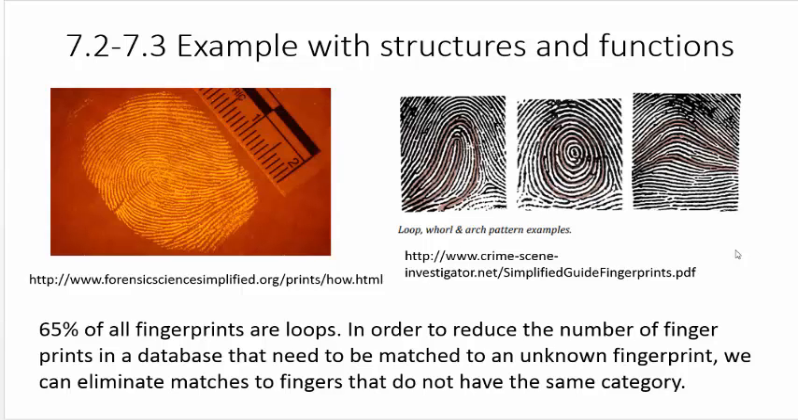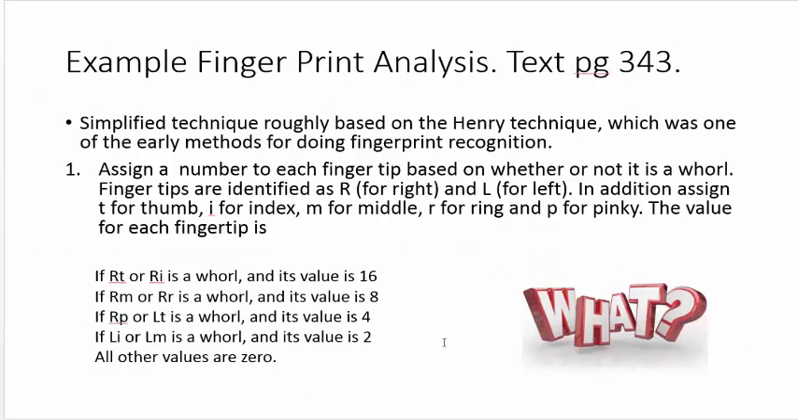It's a very large database and a very large number of possibilities, 3 patterns on 10 fingers. Compute the combinations and permutations that you can have there, and you'll see that there are a lot of possibilities. So the example in this section of the textbook is a simplified technique, and it's roughly based on what's called the Henry technique. Henry was somebody who developed one of the early methods for doing fingerprint recognition. So here's basically the algorithm.